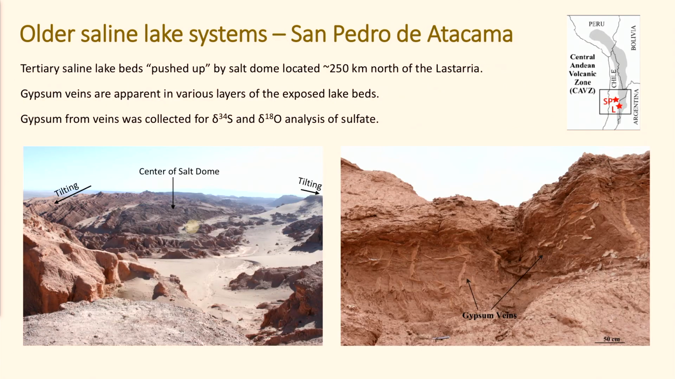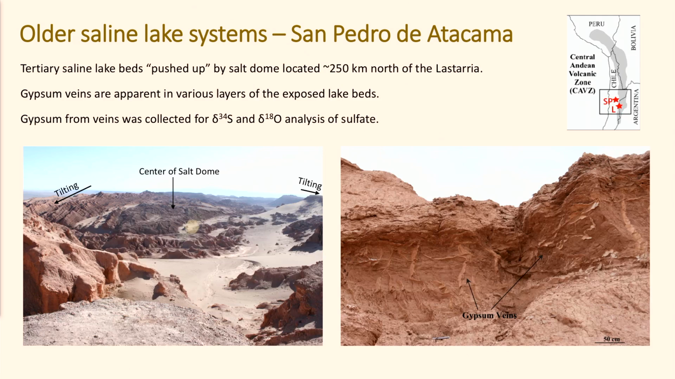So there are also older lakes in this area. We went 250 kilometers away from Lastarria, to San Pedro de Atacama. Those lakes are at least a few million years old. And they have really nice gypsum veins, which in some cases are very similar to what we see in Gale Crater. Right now we can study the subsurface of those playa lakes because they've been pushed up by a salt dome in the past and were broken apart.